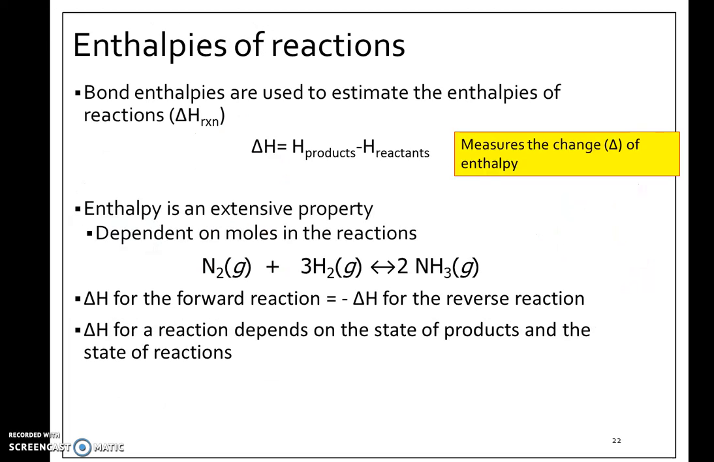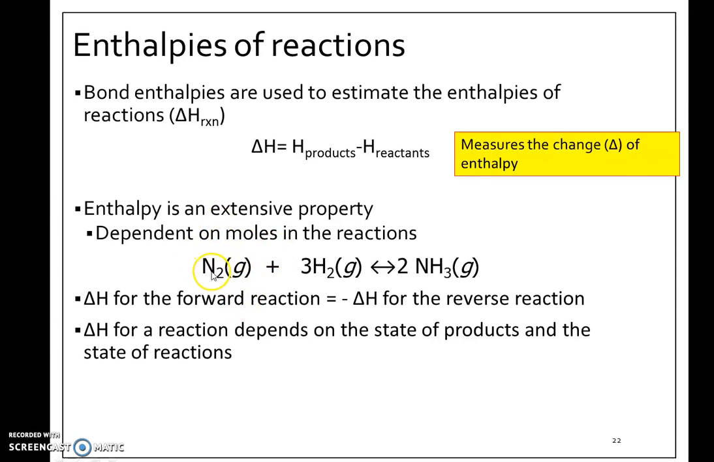We can measure quantitatively if reactions are going to occur and what kind of energetics to expect. So enthalpy is extensive. If you remember back from one of the first chapters, that means it depends on how much it has. So it is dependent on the moles. Depending on how many moles of your reactants and how many moles of your products, that will change your delta H of reaction. So again, we are measuring the delta, the change in enthalpies, the products minus the reactants.